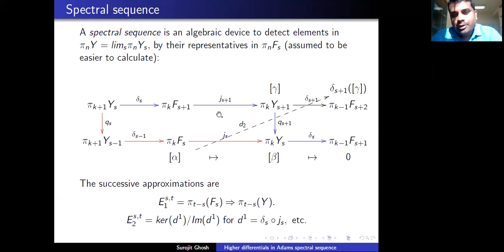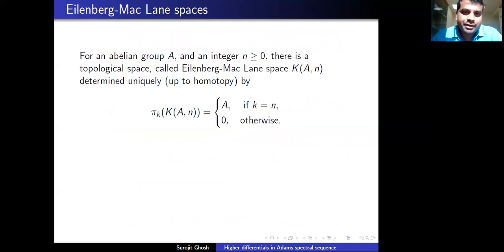Now the point is, what is the objective to compute? As I claimed, whenever you would like to compute the homotopy groups of a space Y, we would like to fit this space in a tower of fibrations, so that the fibers are very easy to compute in terms of the homotopy groups. And we all know the Eilenberg-MacLane space, which I'm going to describe, a space that has very easily computable homotopy groups.